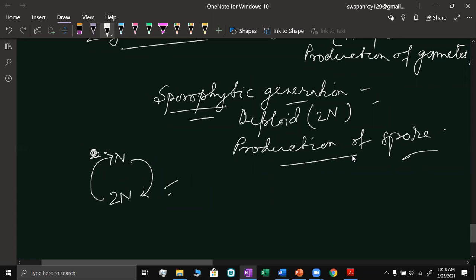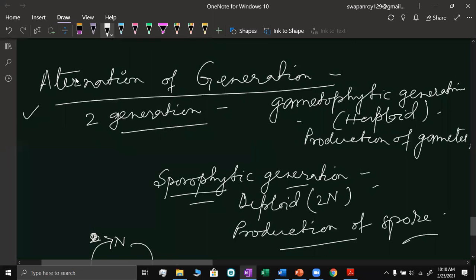So in the life cycle of all plants, the two generations, sporophytic and gametophytic, keep on coming alternately, or the sporophytic generation alternates with the gametophytic generation, and this is known as alternation of generation.